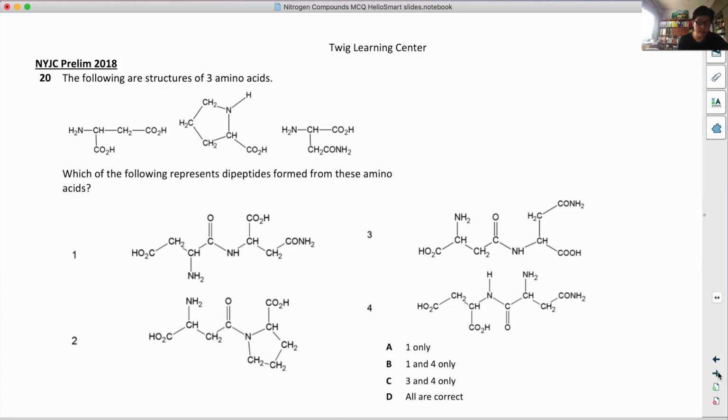Okay, let's do question 20. The following are three amino acids. Which of the following represents dipeptides formed from these amino acids? So I hope you take note of this.